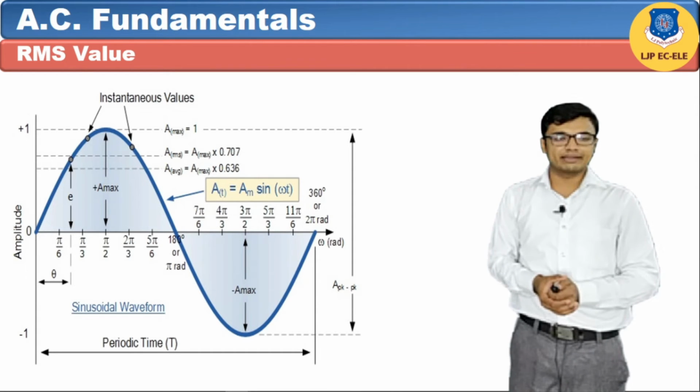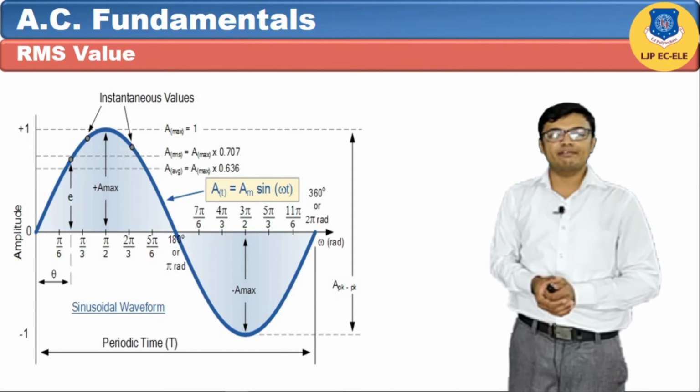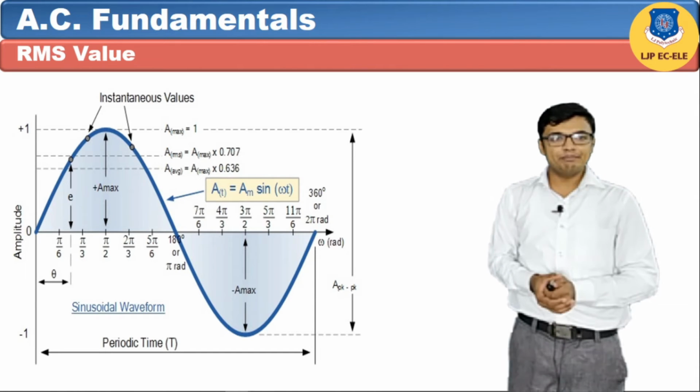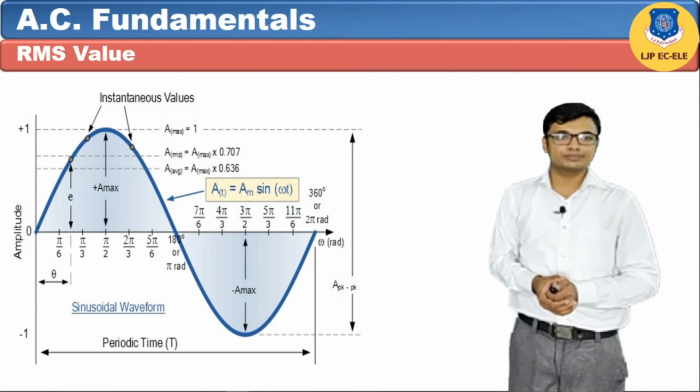And also we know that in laboratory there is equipment. Suppose we have one ammeter and range of ammeter is 0 to 10 ampere. Then this 10 ampere is RMS value. So that's the significance of RMS value.